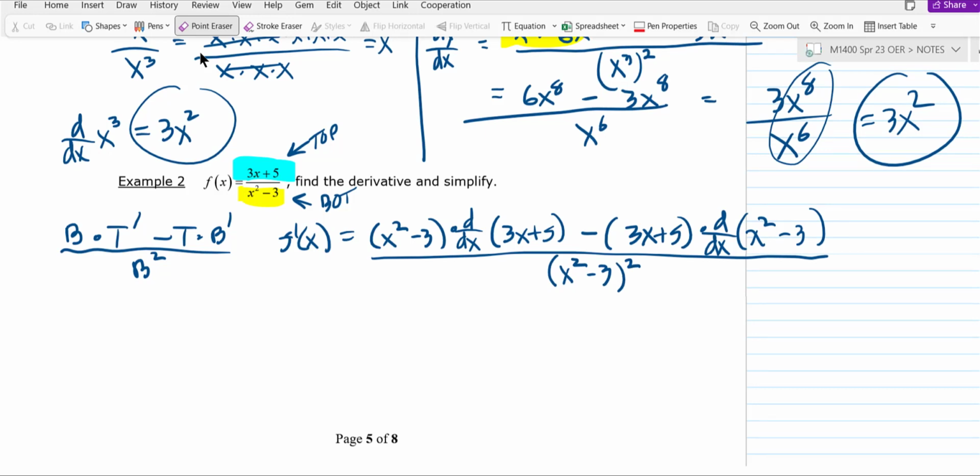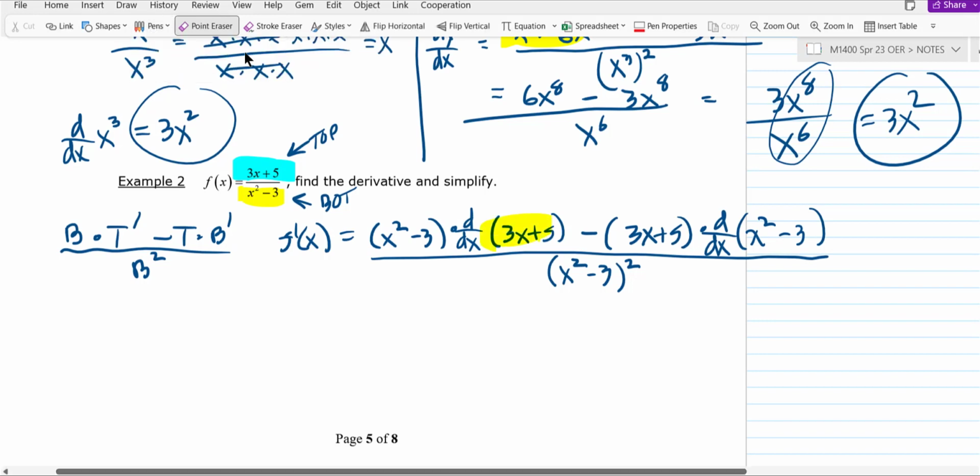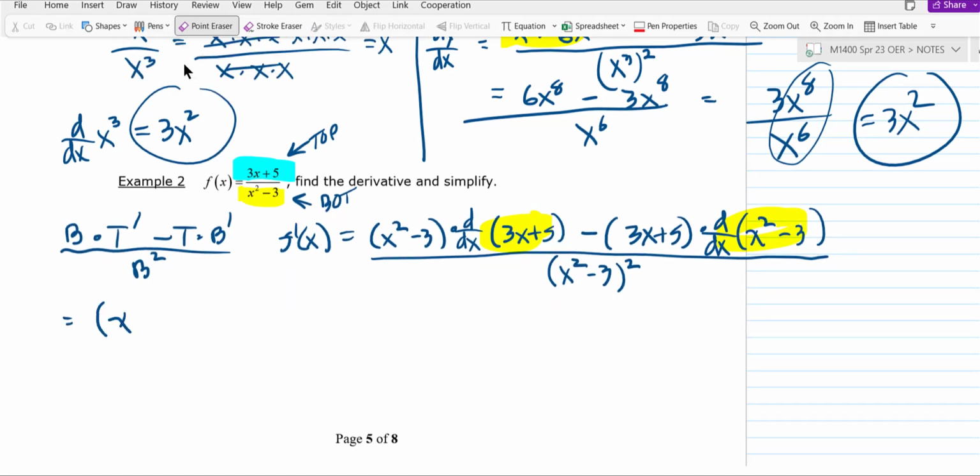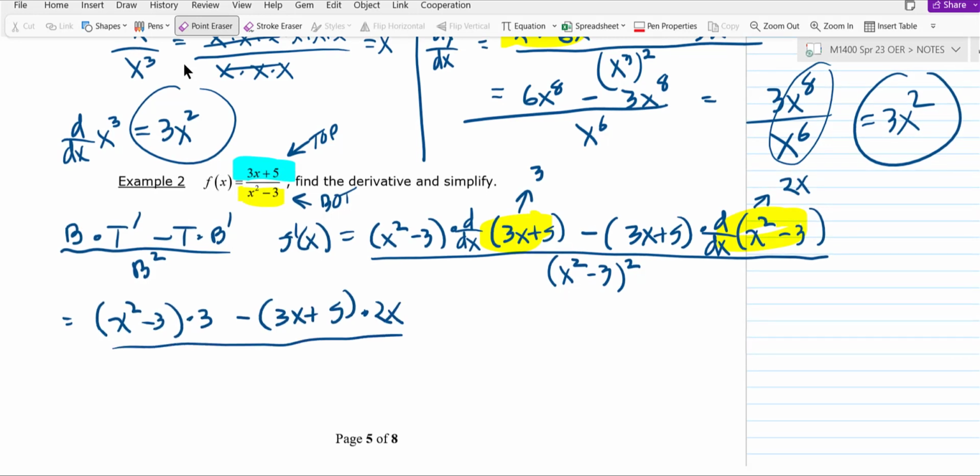All right, so you get it put in the formula like that. That part right there, students usually thrive with that. You're following a formula, okay? Now, the algebra is what you have to pay the most attention to. We're going to do these two derivatives, and then we're going to algebraically simplify this. Okay, so I've got x squared minus 3 comes down. We know the derivative of 3x plus 5 is 3. You guys seem like you're on top of that now. Then we've got minus 3x plus 5. And then the derivative of x squared minus 3 is 2x. So we got that. Okay, and then leave the bottom alone.